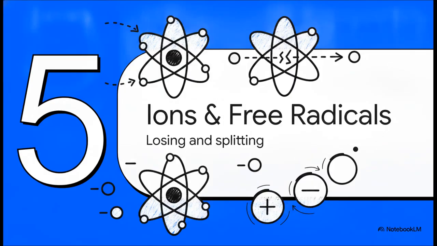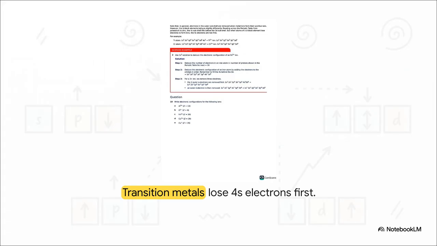And finally, Part 5. Ions and free radicals. Losing, gaining, and splitting electrons. When metals react, they tend to lose electrons to form positive ions, called cations. You'd probably think they'd lose the very last electron they gained, right? Well, for transition metals, in the d block, we get a major plot twist.